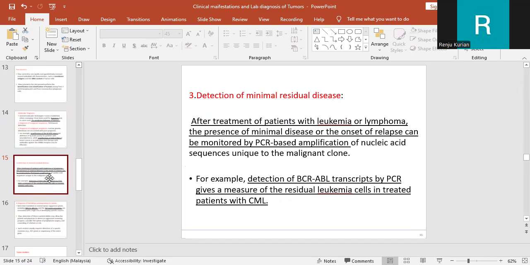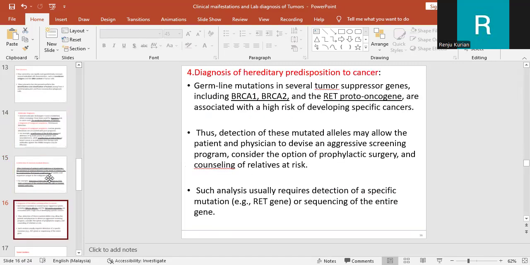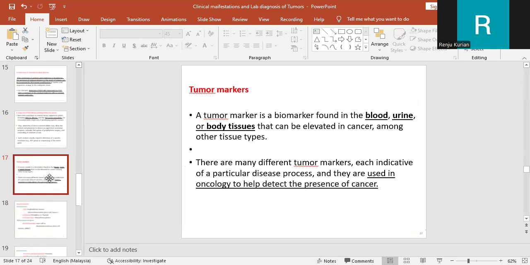Minimal residual disease, which is present after treatment, can be detected by molecular techniques. Diagnosis of hereditary predisposition to cancer can also be made by employing molecular techniques. For example, presence of BRCA1 and BRCA2 mutations are seen in breast cancers.